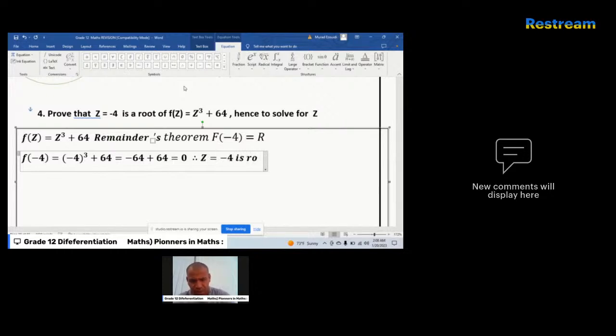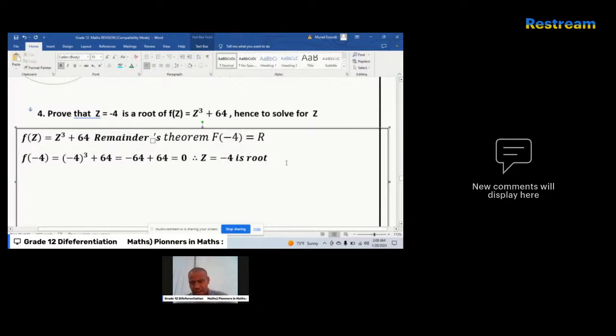Now, learners, hence to solve for z, you are going to find a z square plus bz plus c, because this function can be written as that. I'll just show this one for you. I will write this as f of z equal, between parentheses, z plus 4, times a z square.